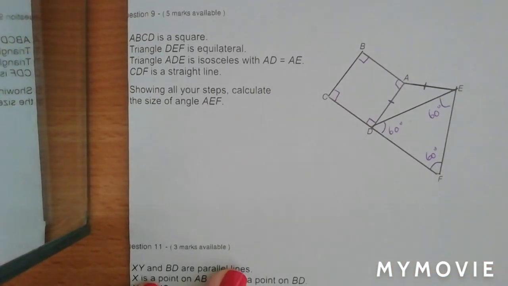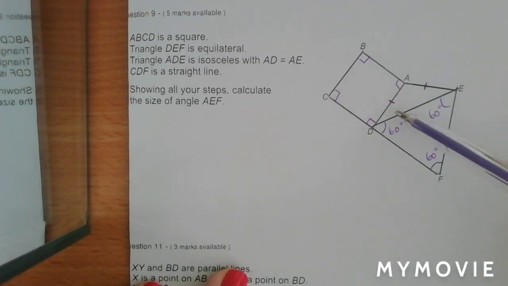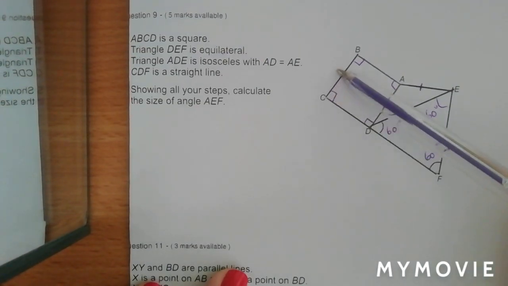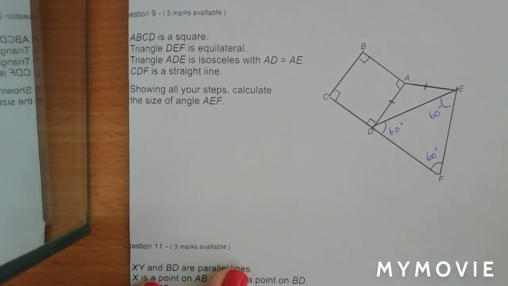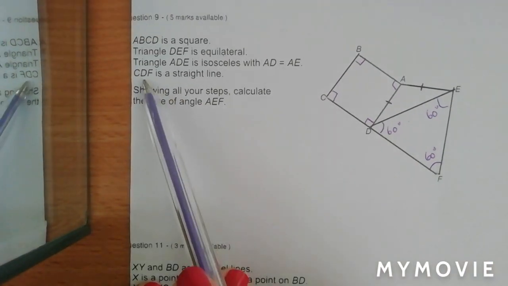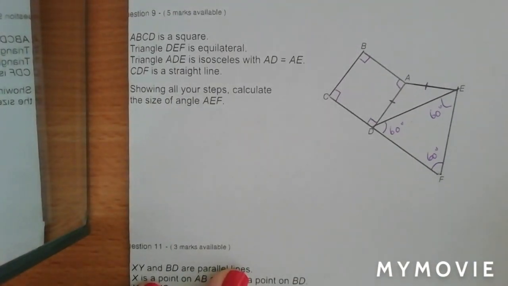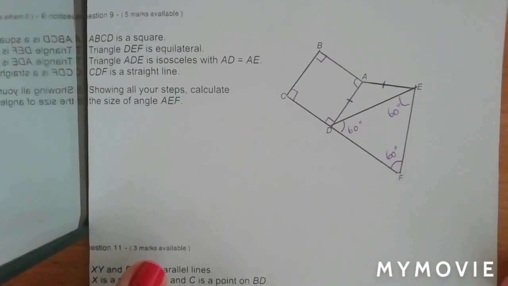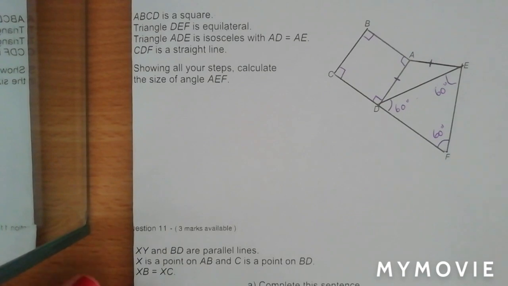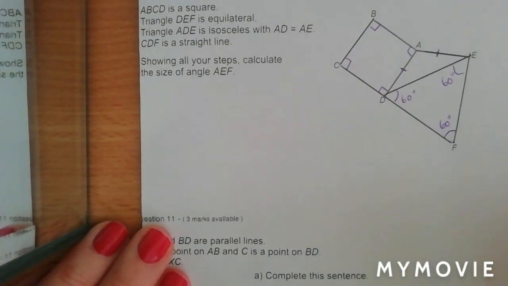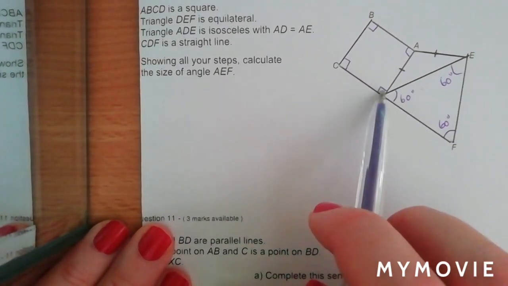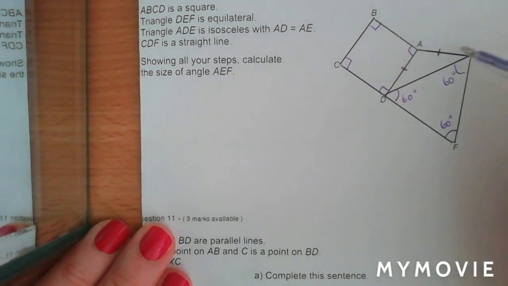Now I know I have had some conversations with some students about getting the full 5 marks on this question. It seems that because it's mentioned this part here, it seems that they want you to use that in the answer to be able to get those 5 marks. It just says showing all your steps though. Okay, so it doesn't say to give reasons at each stage of you working out. So what I would do is just state the angles that we're finding. We want to find AEF.